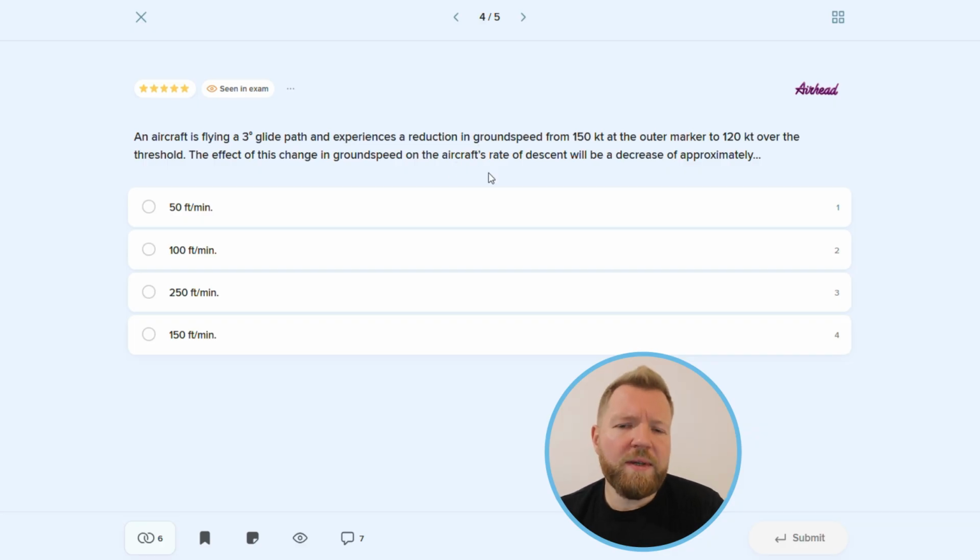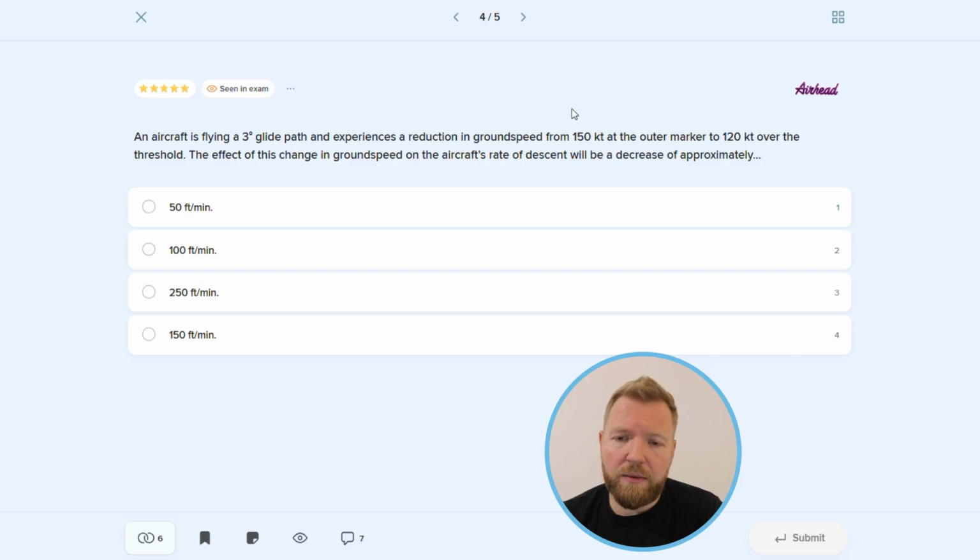Alright, so for a rate of descent on a 3 degrees glide slope, we have a very nice rule of thumb, where rate of descent equals 5 times ground speed. You can also divide the first two numbers of ground speed, so hundreds and tens, by 2 and multiply by 100, whatever works better for you. This is one of the most useful rules of thumb that you will probably use every single day.